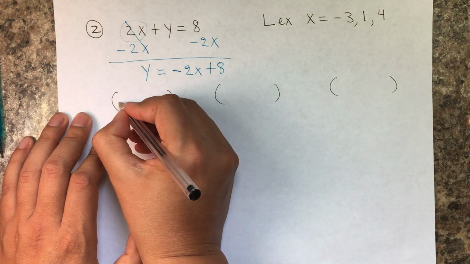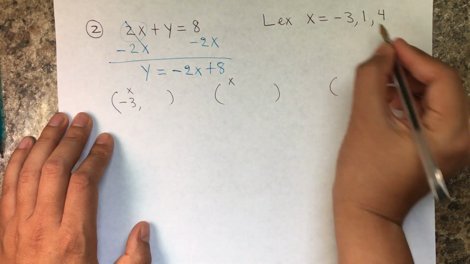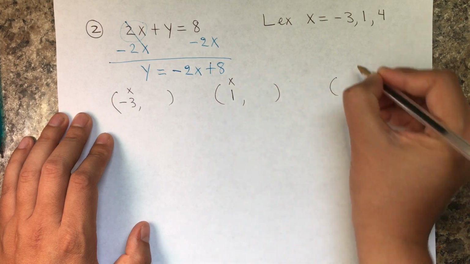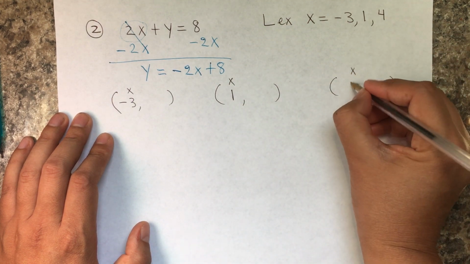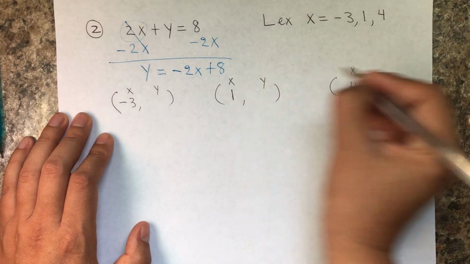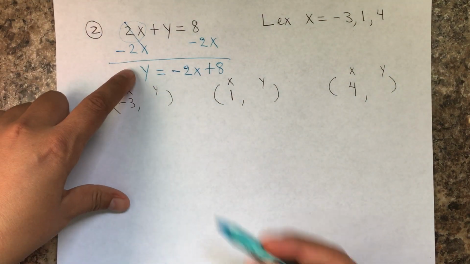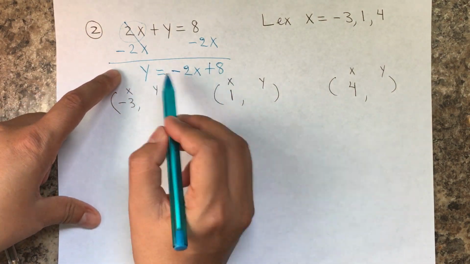So x is negative 3. For the next one, x is 1. And for the last one, x is 4. Okay? Now we're able to find, or we need to find y for each point. So now we're going to use this.